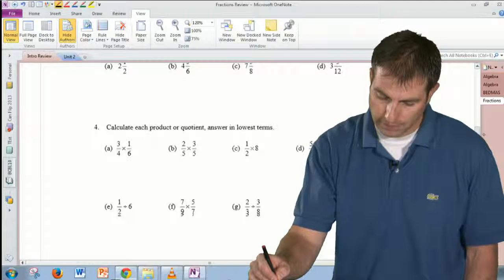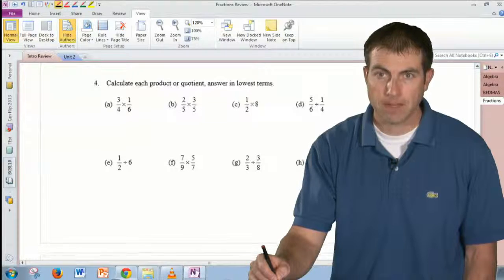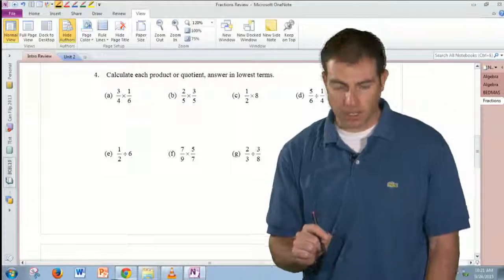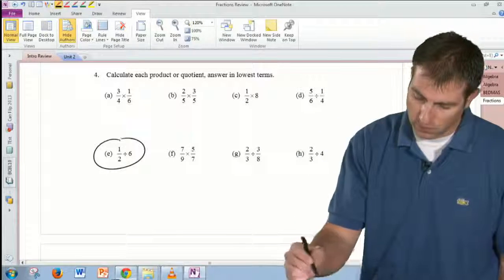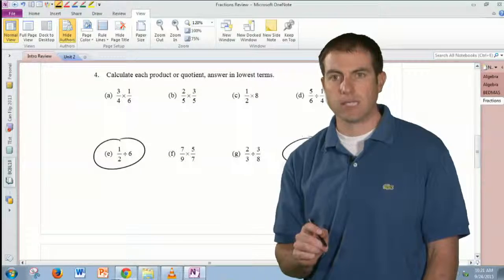4e. Calculate the product or quotient, answer in lowest terms. I'm just going to do this one anyways. 4e and 4h, these are both division questions, division with fractions.